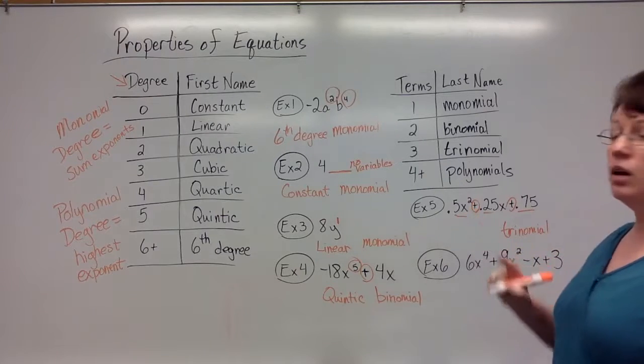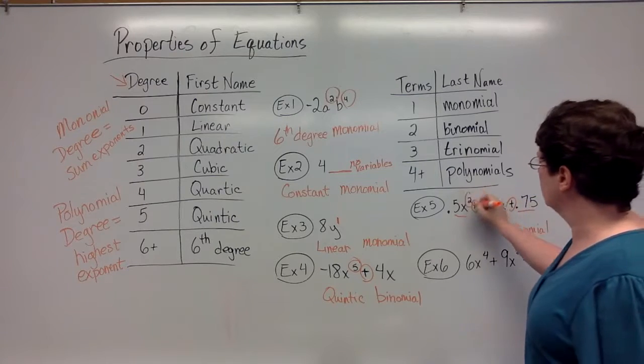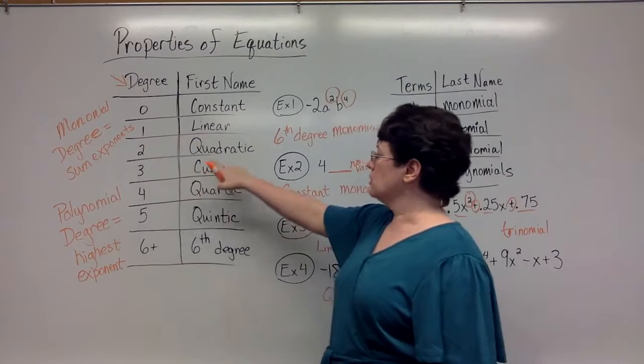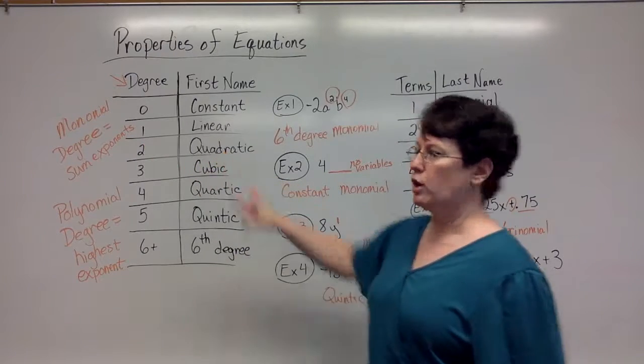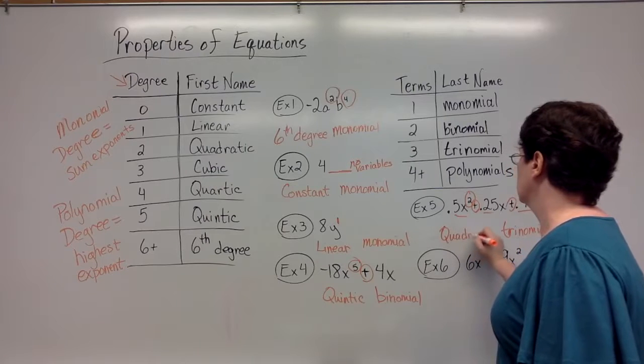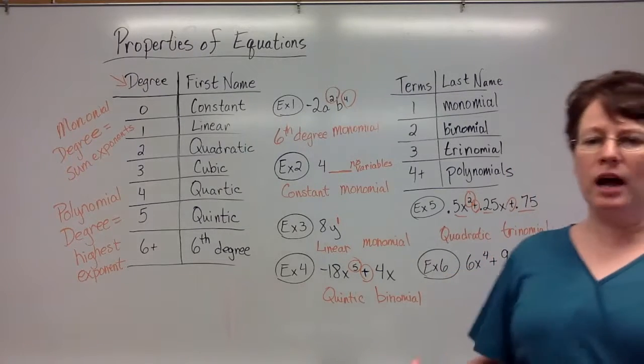Okay, now highest power. I have a 2, a 1, and a nothing. 2 is the highest. Second power, second degree, quadratic. So this is a quadratic trinomial.